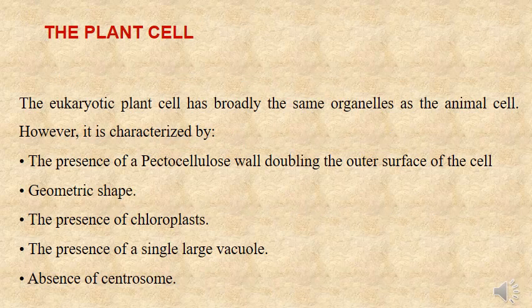The eukaryote plant cell has the same organelles as the animal cell. However, eukaryote plant cells have some characteristics, which are the presence of a pectocellulosic wall, geometric shape, presence of chloroplasts, presence of a large vacuole, and absence of centrosome.